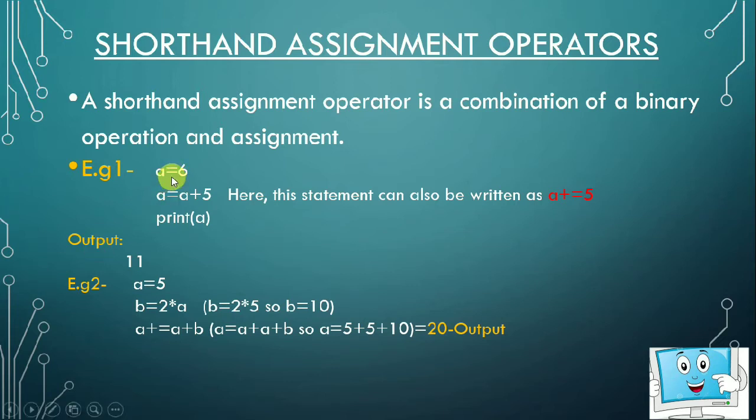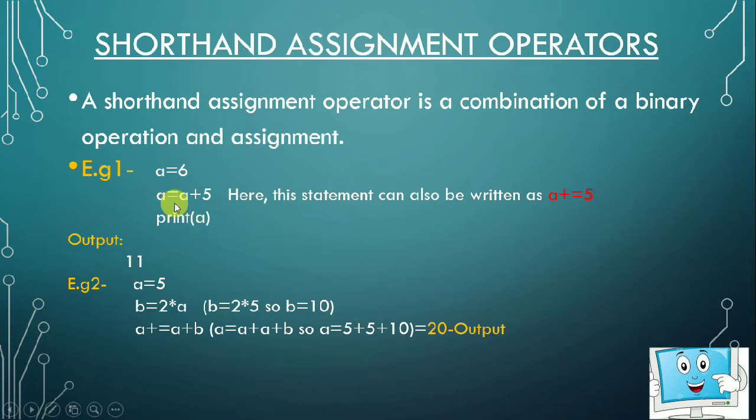a = 6. We have a variable a whose value is 6. Now a = a + 5. Now in the second statement, what is going to be done is 5 is added to the value of a, that is, the value of a is 6. So 6 + 5 becomes 11. Then it says print a. So the output will be 11.